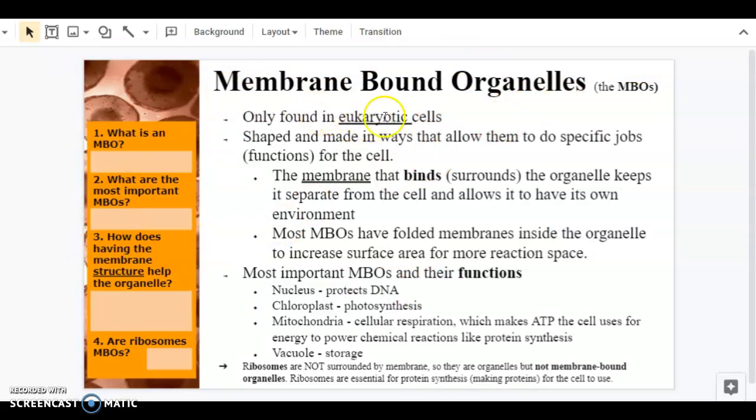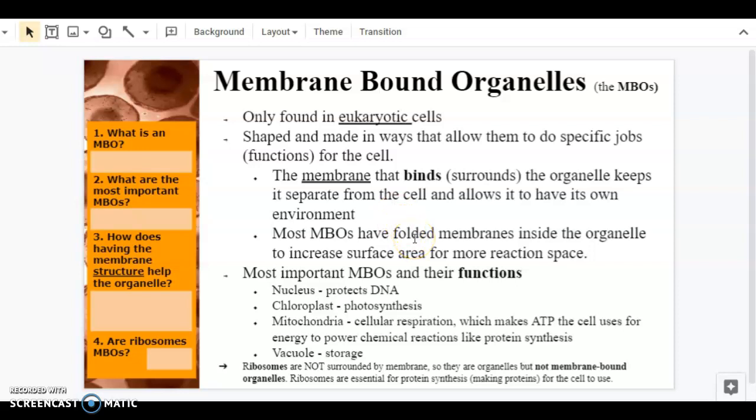Some of those cell structures that we looked at to separate the types are special. They're wrapped in their own membrane, which gives them their own little environment. And they are called membrane-bound organelles, or MBOs for short. These are only found in eukaryotic cells. Again, the membrane is largely produced by Golgi, which prokaryotic cells don't have, so it'd be hard for them to make. They are shaped and made in ways that allow them to do very specific jobs, remember the word function, for the cell. And because they have their own special little environment created by their own special little membrane, they can do chemical reactions that other parts of the cell aren't able to do.